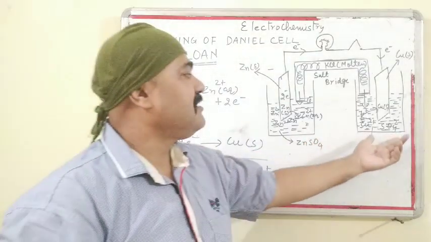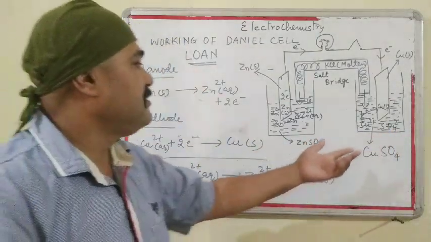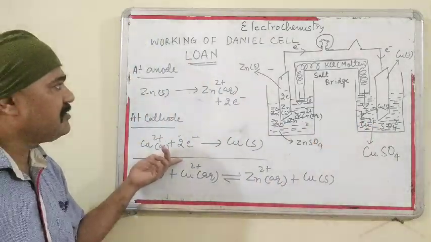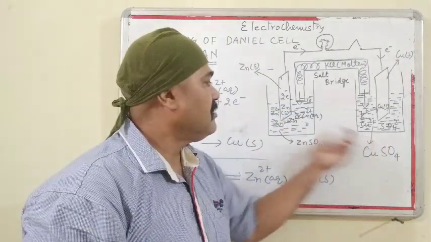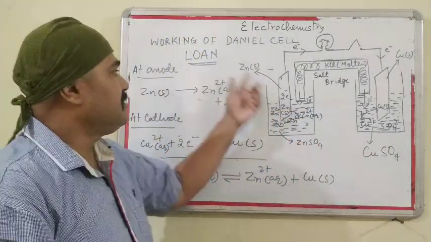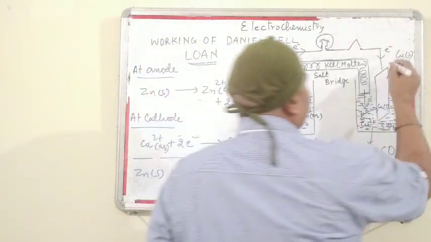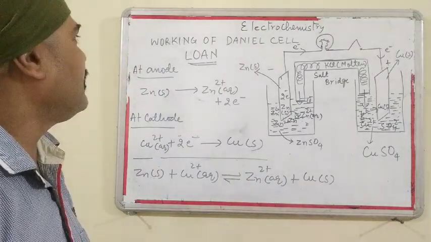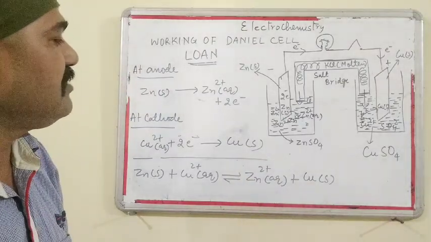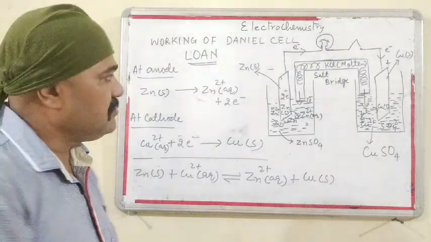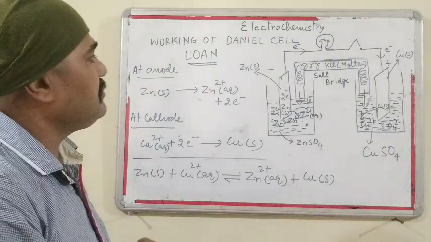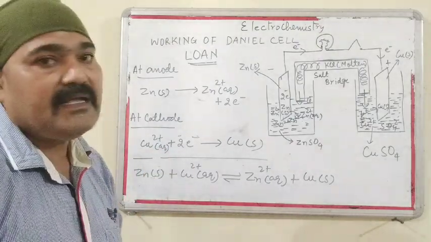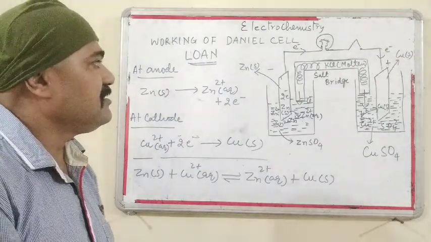And for the right section, here the reduction is taking place. This is called the cathode, and since the other is the negative terminal, this will be the positive terminal. In this way we can understand the working of the Daniell cell, which is the basis of electrochemistry. In the next video we will discuss the Nernst equation and how to calculate the EMF of the Daniell cell. Thank you.